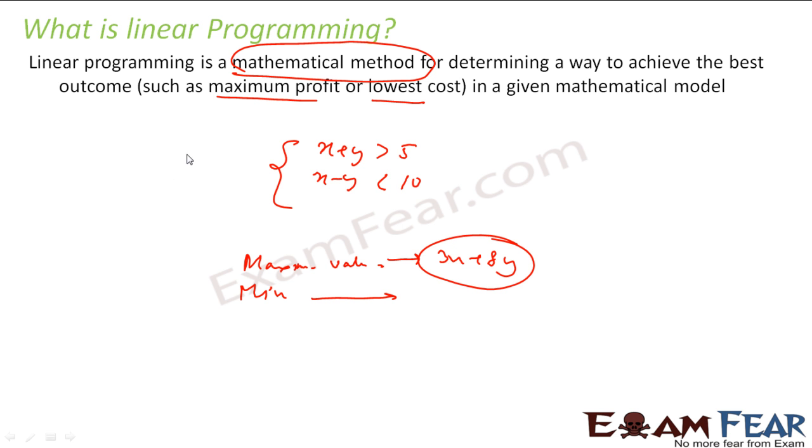We'll take it in a more detailed way, but just understand that linear programming is nothing but a mathematical way of finding the best outcome. The best outcome for a particular function in a mathematical model with some constraints.